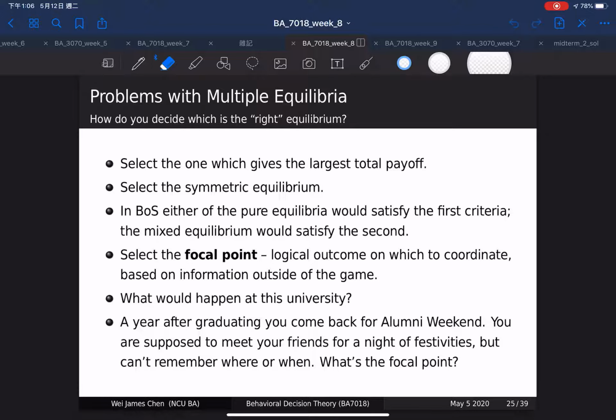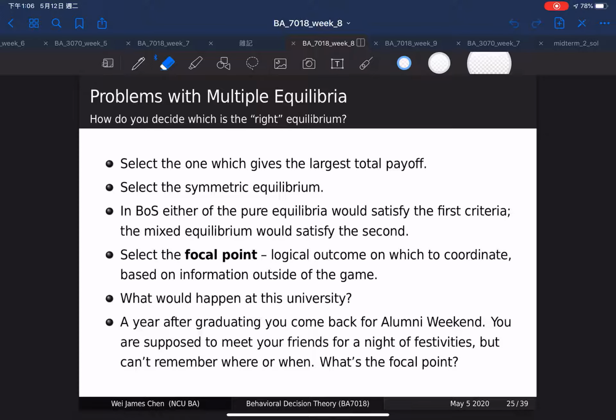And you only care about meeting your friend. So if you meet your friend, that's a positive payoff. Say the payoff is 1. So if you meet each other, both of you get a payoff of 1. Okay? But if you don't meet each other, both of you get 0. This is called a coordination game. Okay, you want to coordinate on one of the meeting points.